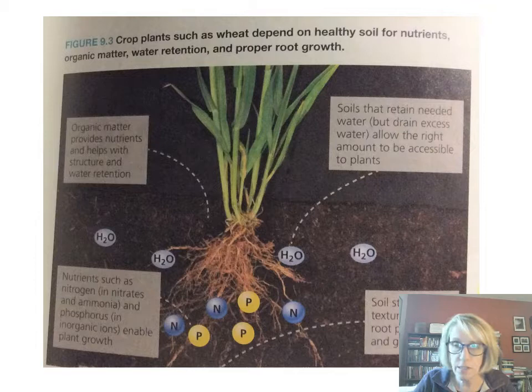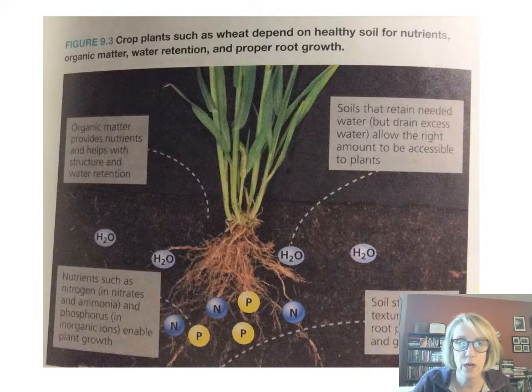Okay, so first thing I just want to point out, if we look at this picture, what we're thinking about when we talk about soils is how well do plants grow in them. So here's a plant and here's its root system. The plant has to be able to have access to water and easily get that water from the soil. It has to have access to nutrients, and two of our main nutrients are going to be nitrogen and phosphorus.